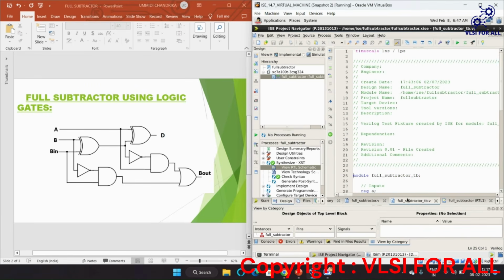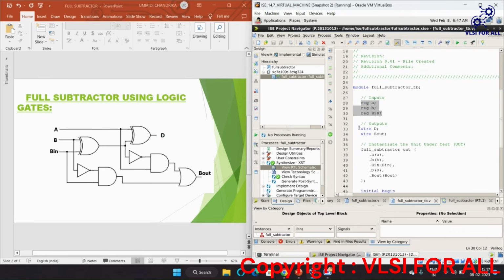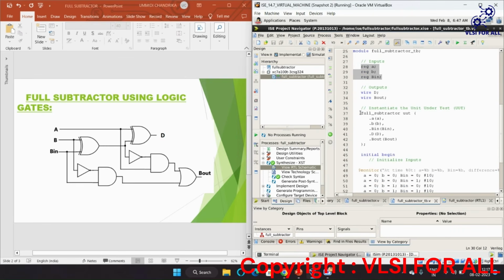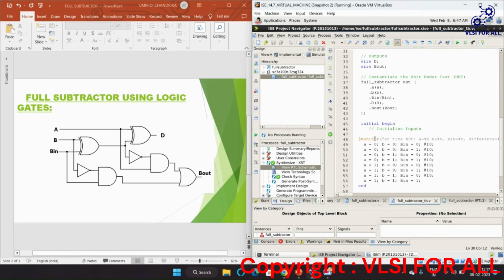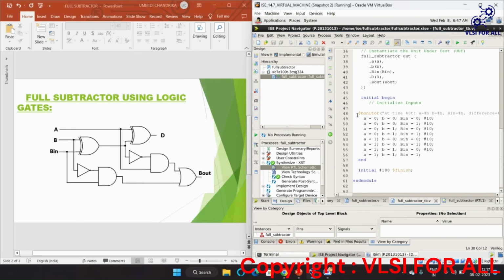And I have written the test bench like this. See, I have declared the inputs as reg type variables and outputs as wires. And I have instantiated the design under test in the test bench so that we will get the inputs and outputs here. And I have used an initial begin block, and I have written $monitor to display all the values of A, B, B in, and the outputs. And also I am giving inputs after every delay of 10 nanoseconds.